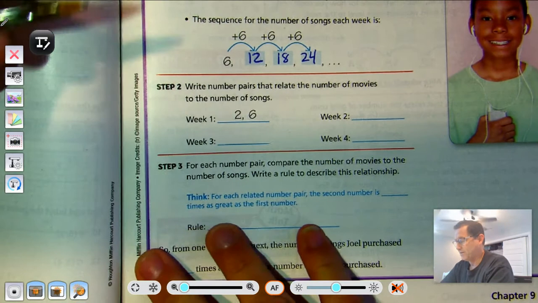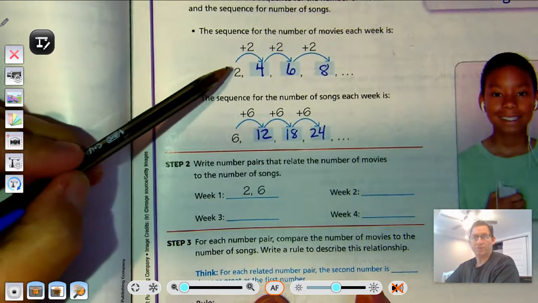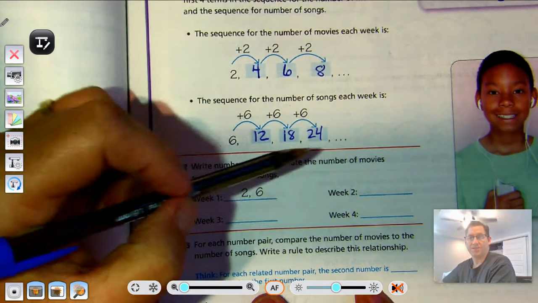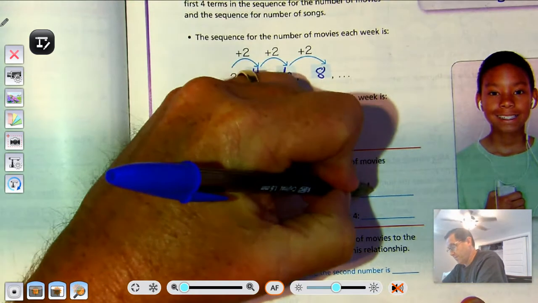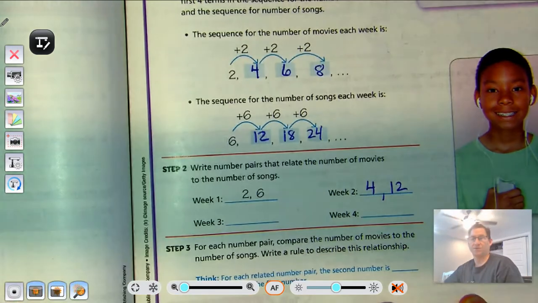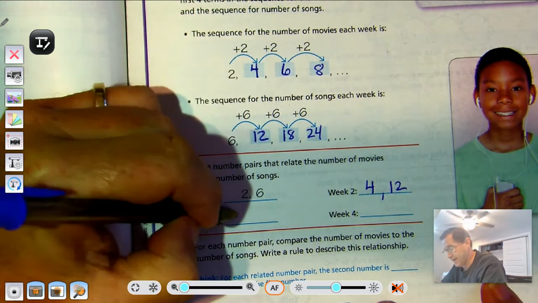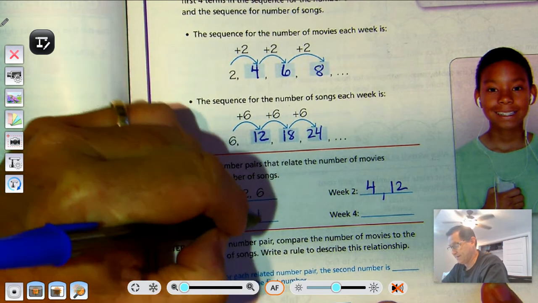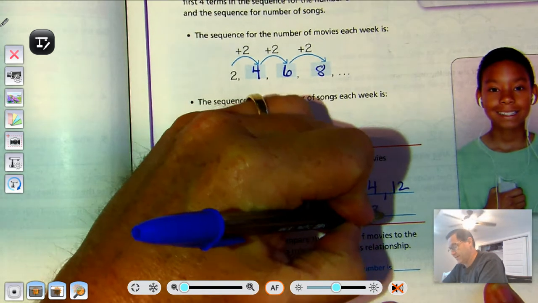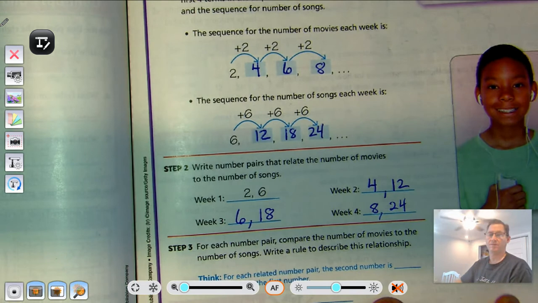So now write the number pairs that relate the number of movies to the number of songs. So in week 1, there was 2 movies, 6 songs. In week 2, there were 4 movies and 12 songs. In week 3, we had 6 movies and 18 songs. And in week 4, there were 8 movies and 24 songs.